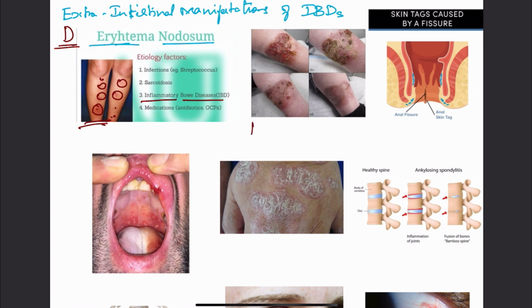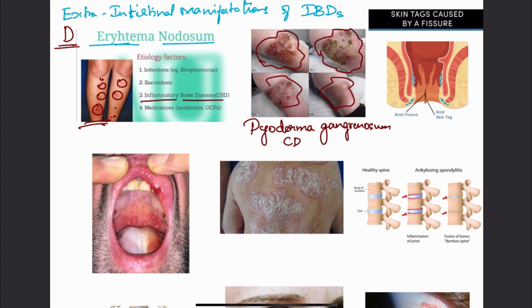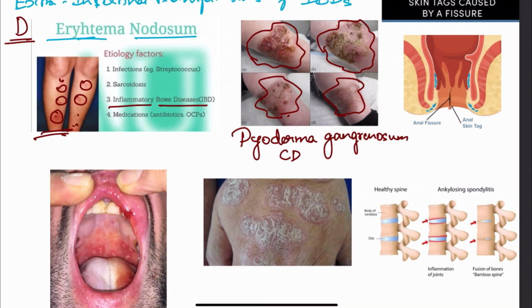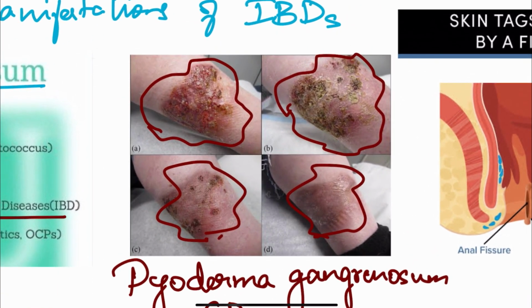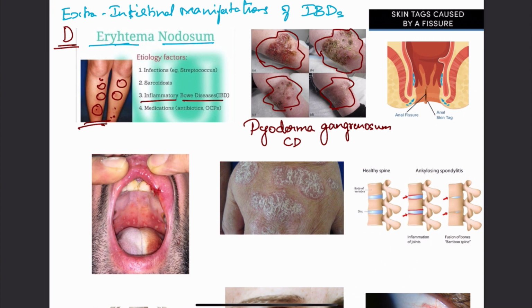Coming to pyoderma gangrenosum. This is one more dermatological manifestation. Here again it's mostly seen in Crohn's disease, very rarely seen in case of ulcerative colitis. Here you can see the lesion over the calf or over the legs. Okay, it can happen anywhere, but this will be the scenario. You can have a look at it in a very close manner. So this is pyoderma gangrenosum.